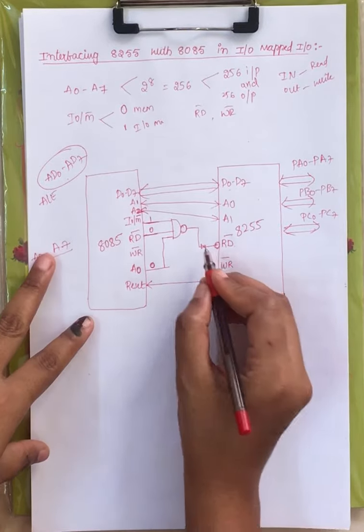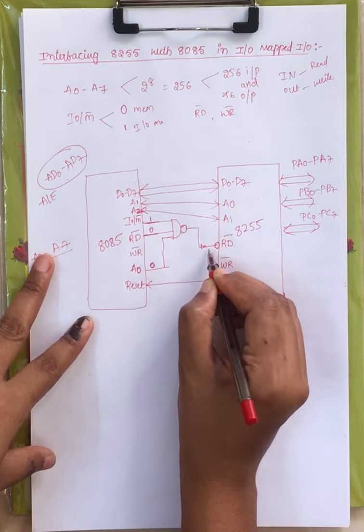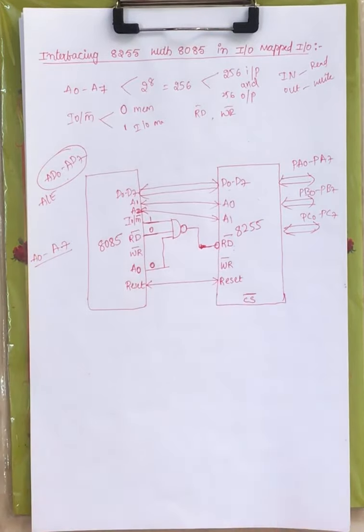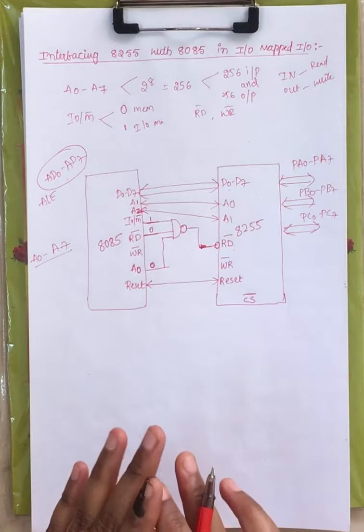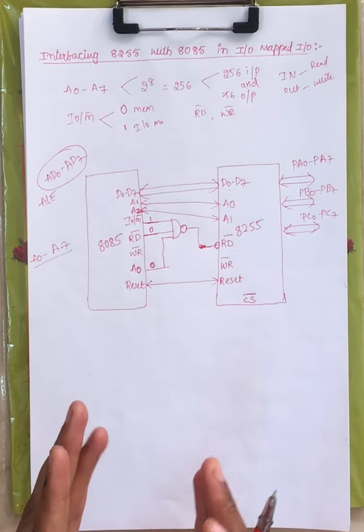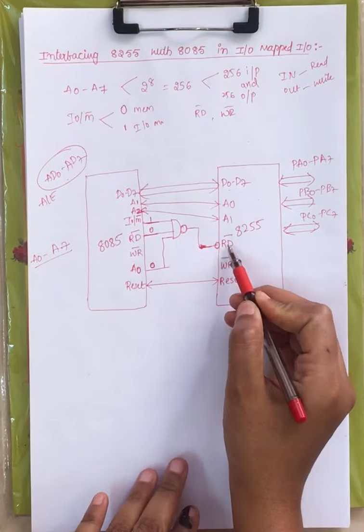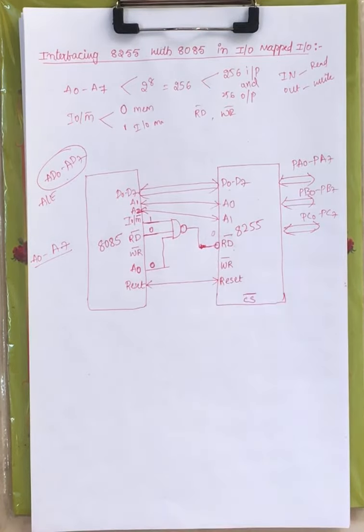Now similarly this NAND gate with a bubble is given to the RD signal. I am using this one way of possibility, or instead of a NAND gate I can use an OR gate also, right? Any logic you can use in order to interface your 8085 with 8255, but the input to your RD bar should be 0 because that is an active low signal, right?